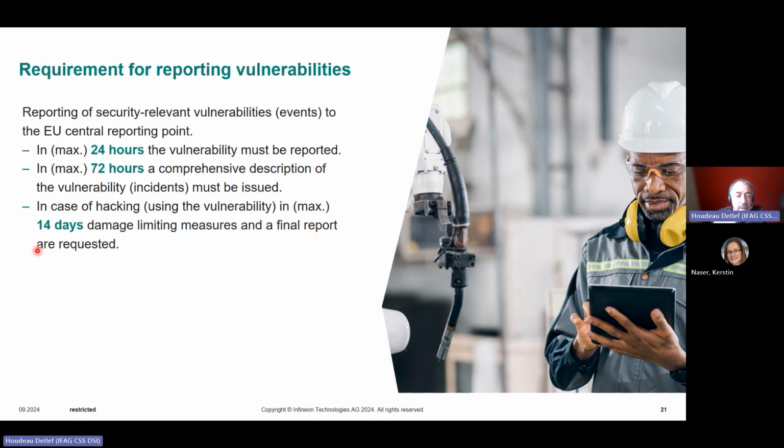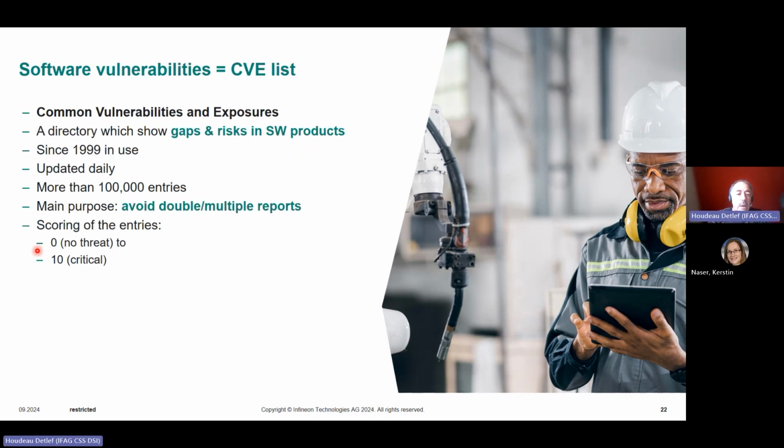These are the timelines for reporting of vulnerabilities in case these are published. A special topic is software in this product part. You have this so-called software vulnerability and exposure list, in short CVE list. This is a directory which shows gaps and risk in software products.